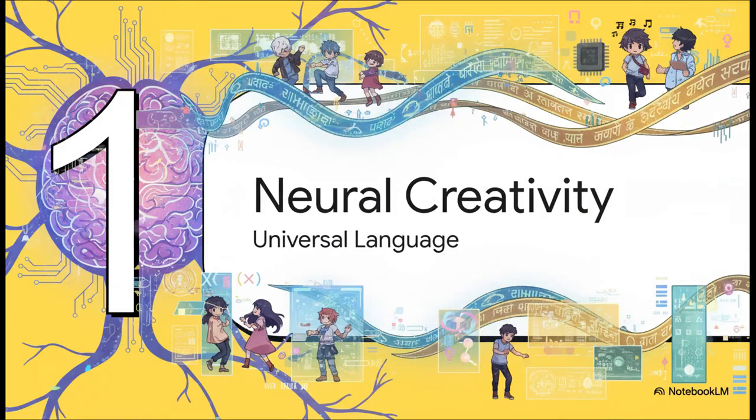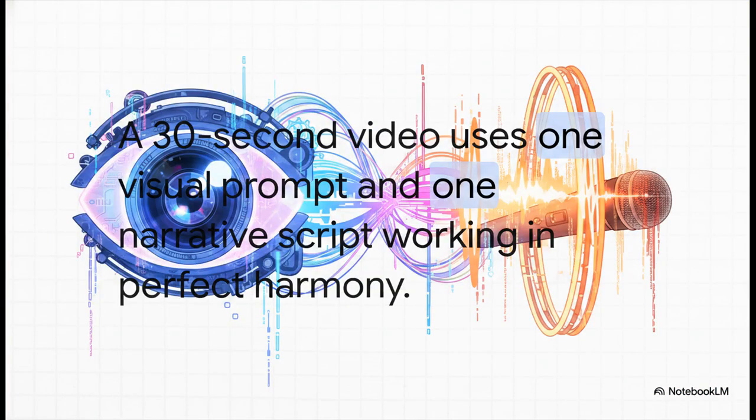Section 1. The Neural Creativity Blueprint. The Universal Language of Tech. What's genuinely fascinating about our source material is that it's a blueprint provided in both Hindi and English. It's treating this high-tech format like a universal language. And the structure? It's incredibly precise. 30 seconds, one visual prompt, one narrative script. That's the whole shebang. This high-converting formula relies entirely on these two halves working in absolute perfect harmony. You've got the visual engine pulling in the eyes and the narrative script guiding the mind. Both are engineered to capture your attention immediately.